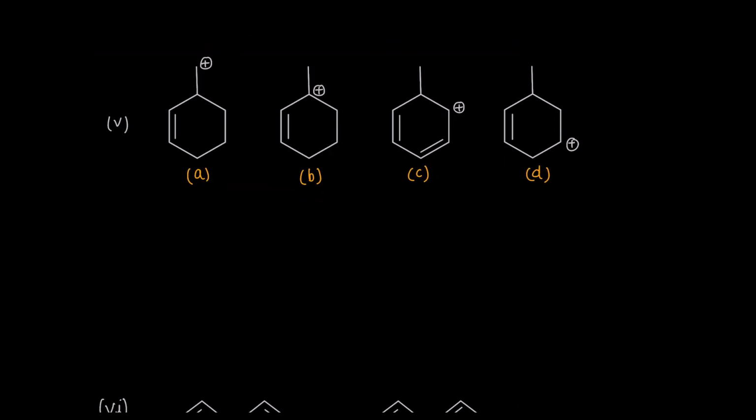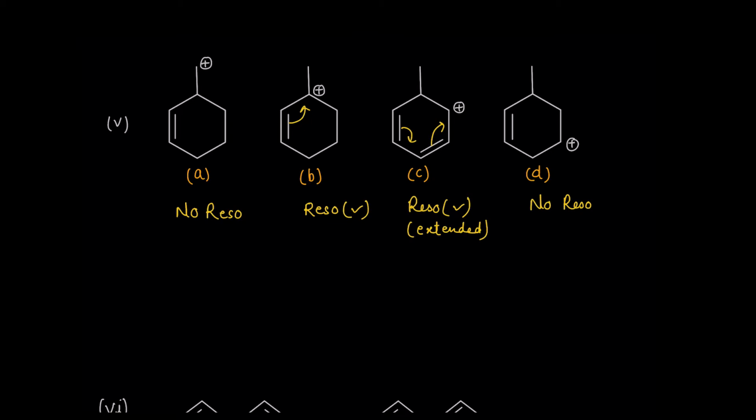In question number 5, we have a mix of carbocations. Some have resonance, some do not have resonance, some have extended resonance. Let's have a look. In option A, we do not have any resonance, so no R effect. In B, we have resonance. In C, we do have resonance and extended resonance, or a greater number of resonating structures. We can see like this. And in D, we have no resonance.